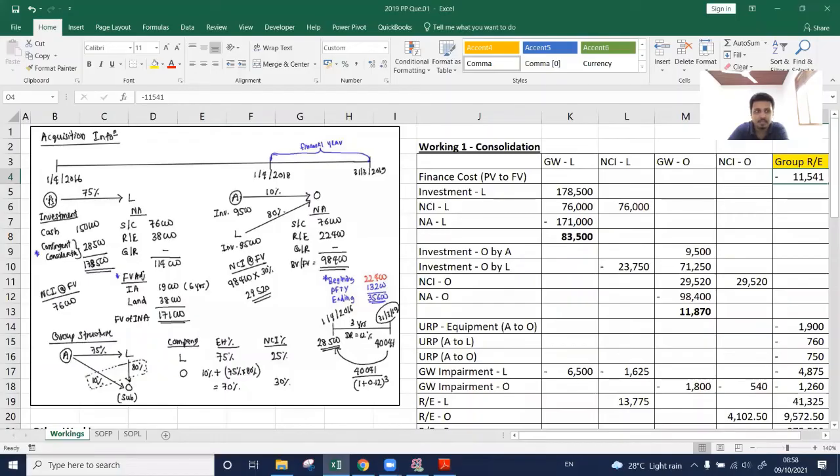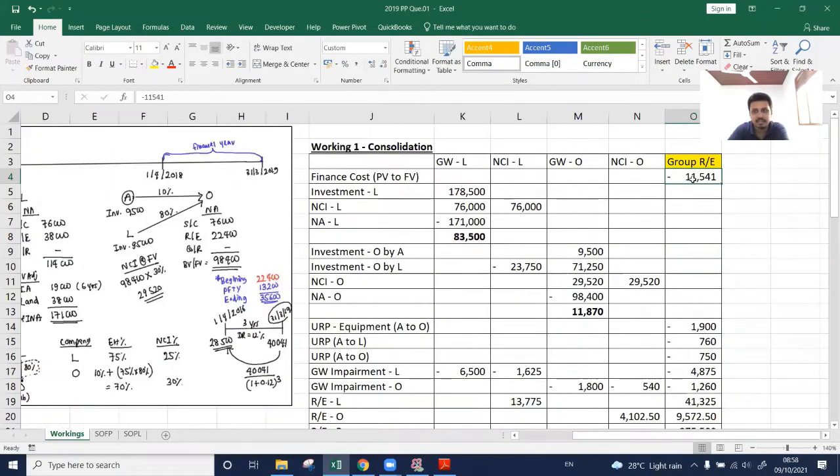But when computing the investment as at the acquisition date, we need to consider the present value of this. And we found that to be 28,500. The difference between 28,500 and 40,041 is what we have got here, 11,541.